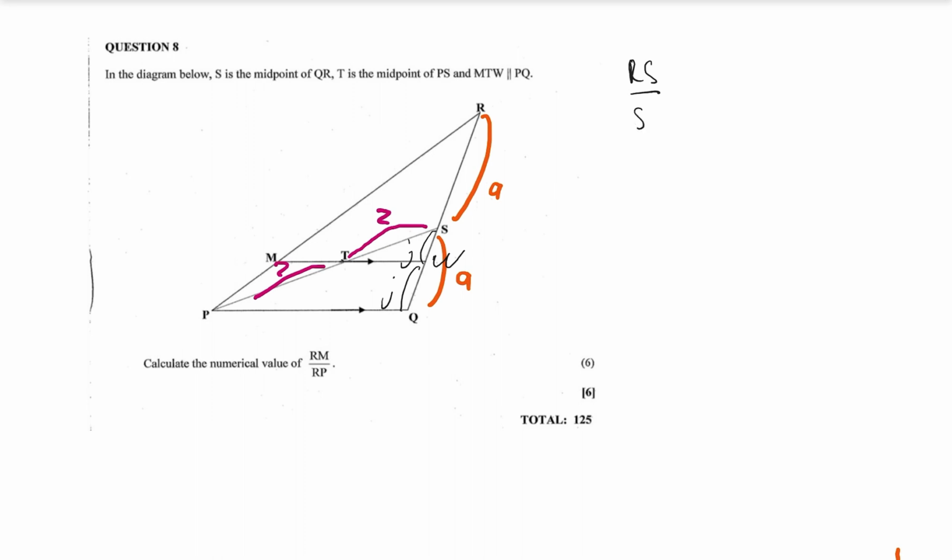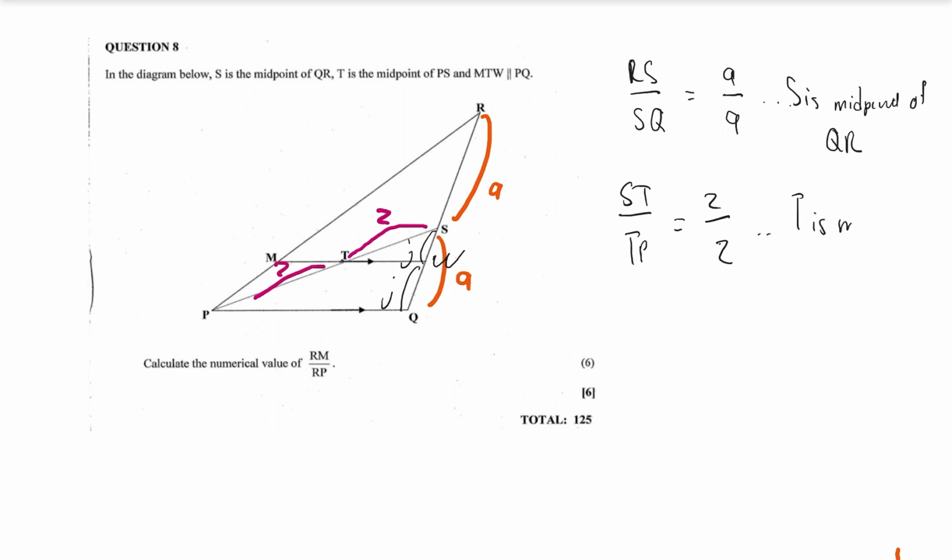RS over SQ is equal to A over A. Why? Because S is the midpoint of QR. So A over A is the same thing as 1 over 1. It's not really that much; I'm just showing the marker that these are the variables I'm using for my question. Another thing, we know that ST over TP is equal to Z over Z. Why? Because T is the midpoint of PS.